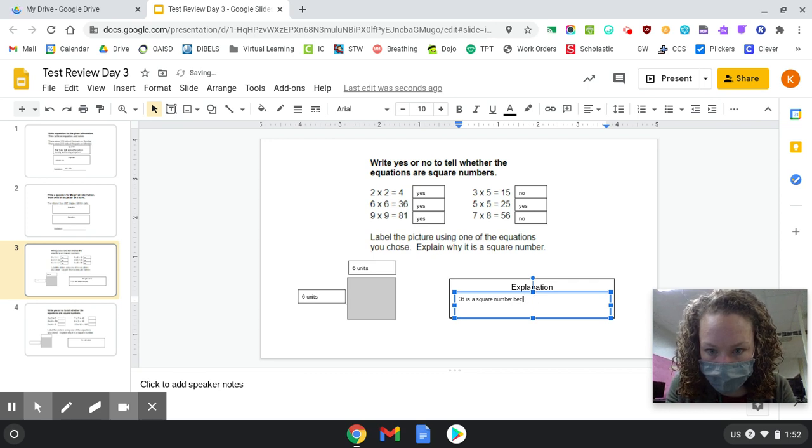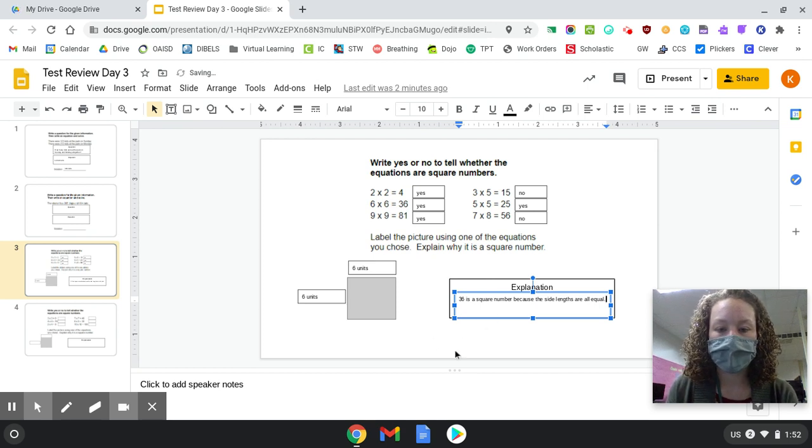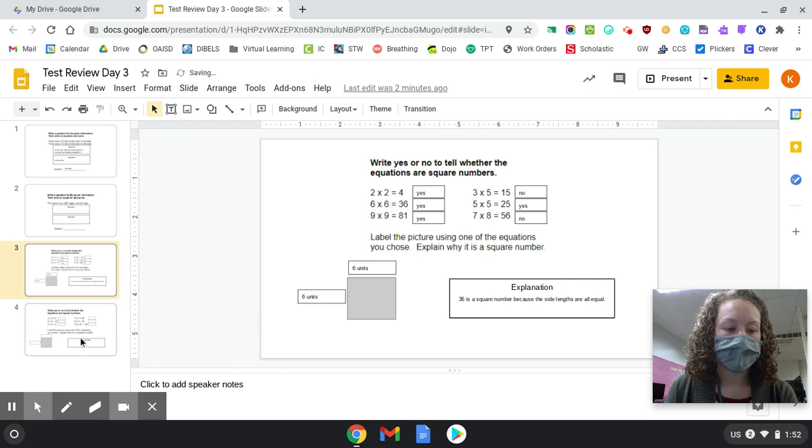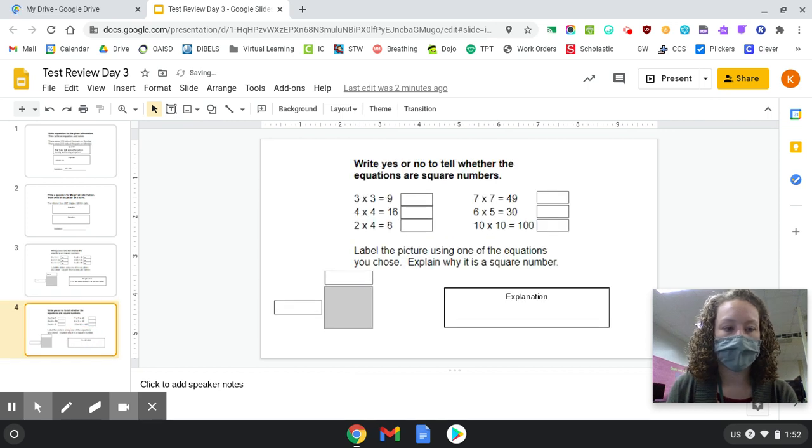because, I think I spelled that wrong. The side lengths are all equal. So you're going to explain here why your number is a square number, because the sides are all equal. So you're going to do that on slide 4.